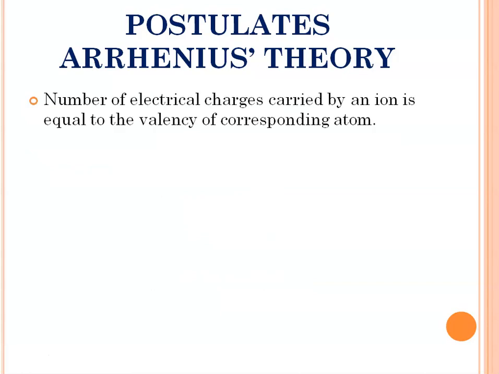The number of electrical charges carried by an ion is equal to the valency of the corresponding atom. When we dissolve sodium chloride in water, in the aqueous solution of sodium chloride, you have sodium ions with a unit positive charge because the valency of sodium is +1, while you have the chloride ions with a charge of -1 because the valency of chlorine is -1.